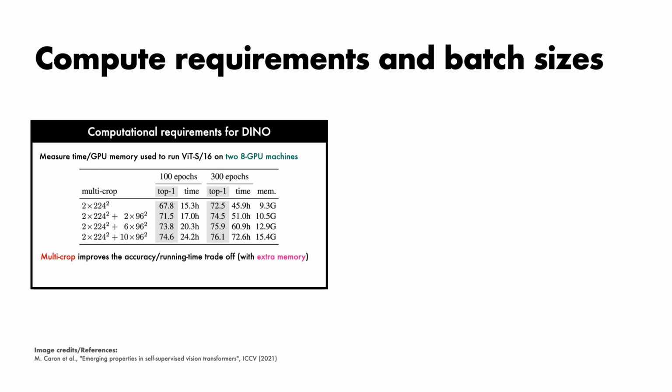For instance, we can obtain 72.5 top 1 accuracy in 45.9 hours, but we can obtain a much better accuracy of 74.6 in just 24.2 hours when using multi-crop, albeit with an increase in GPU memory from 9.3 gigabytes to 15.4 gigabytes. Since even with additional epochs, the global view model does not match the variant with crops, the results support the view that local to global augmentation is valuable. We can also see that the gains due to additional local views see diminishing returns. For instance, accuracy improves from 75.9 to 76.1 when moving from 6 local crops to 10.